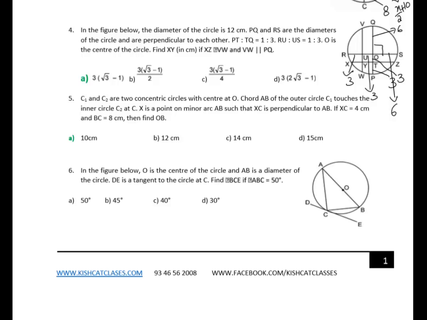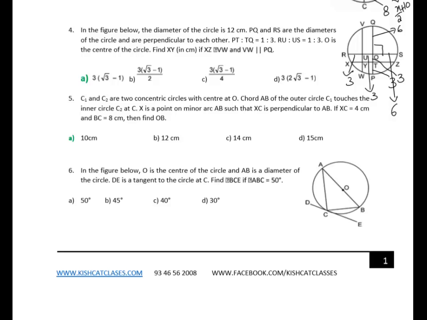If XZ is perpendicular, the symbol has appeared in a different way. XZ is perpendicular to VW. Now, what do you need? You know the radius, you know the length of OU, and you know the length of every side, XY and YT also. So you only need to identify the lengths. Find XY. What is XY?